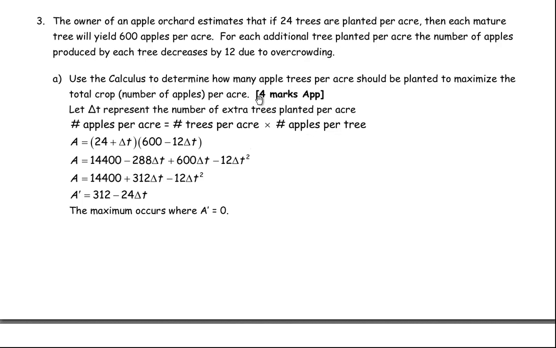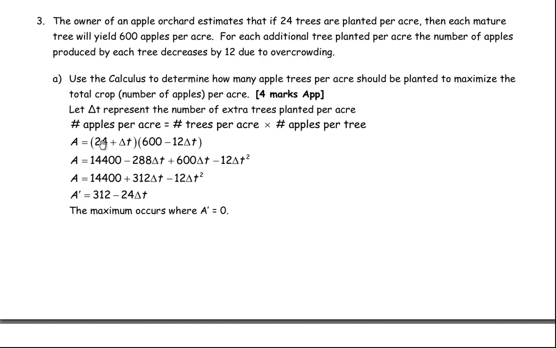The number of apples per tree starts at 600, and we're going to subtract from that 12 times delta t, which means we're losing 12 apples for every extra tree above 24 that we plant. So that's the formula to give the number of apples depending upon how many extra trees you plant. So if I want to find the maximum value for this, I'm going to set the derivative to 0. So I'm going to multiply this out. I suppose I could actually use product rule here, but it's not really necessary. They're actually fairly small expressions, so it's pretty quick to expand it out.